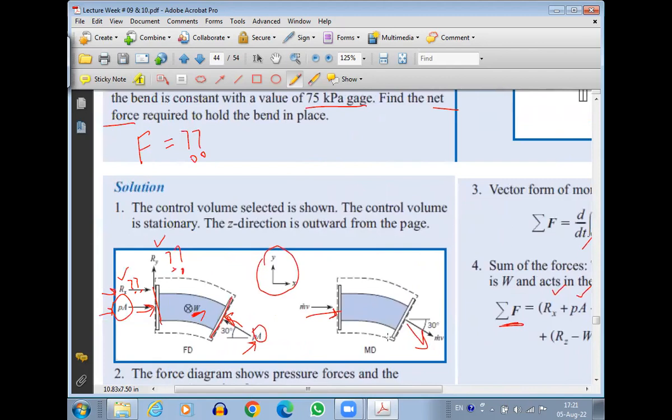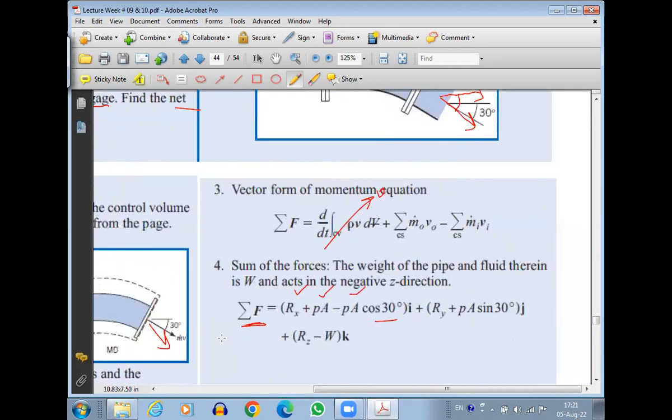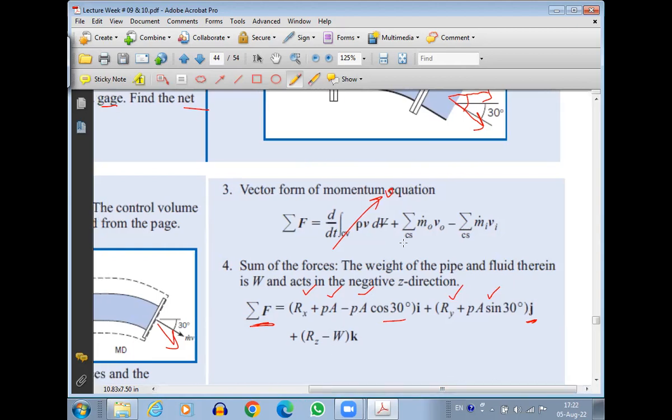Let's talk about the Y direction. So we'll have Ry in the Y direction. This PA is in the X direction, so it's not there in the Y direction. But here, this PA will have a component in the Y direction. It will be in the positive Y direction. Okay. So we're going to have Ry plus PA sin 30 in the J component. And let's talk about the Z direction.